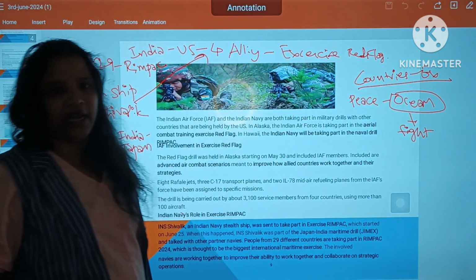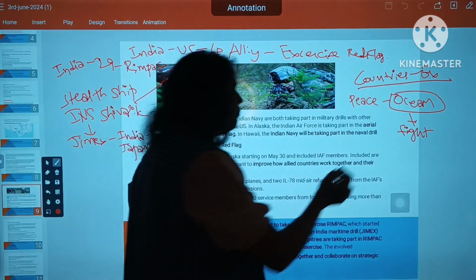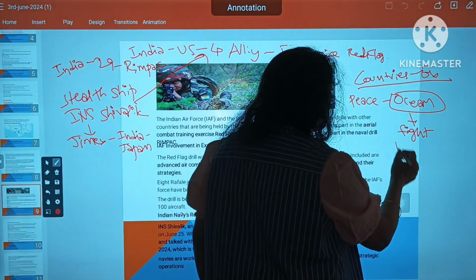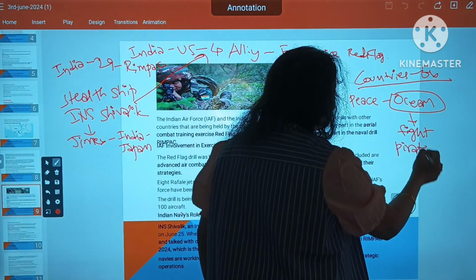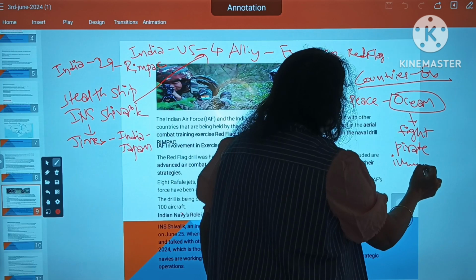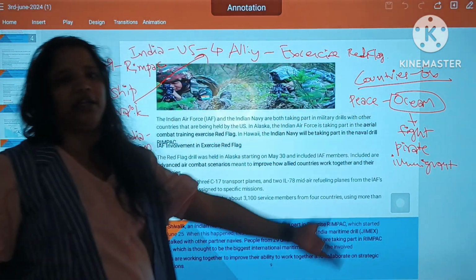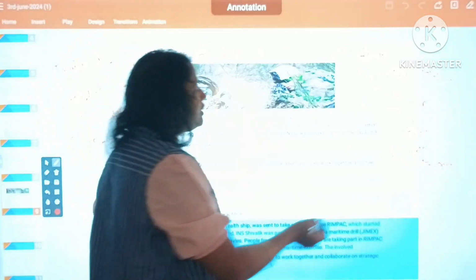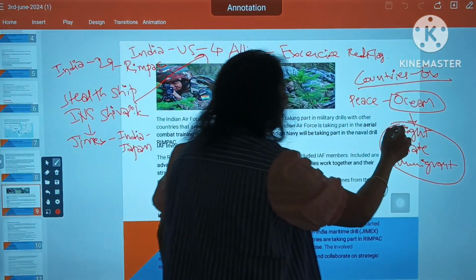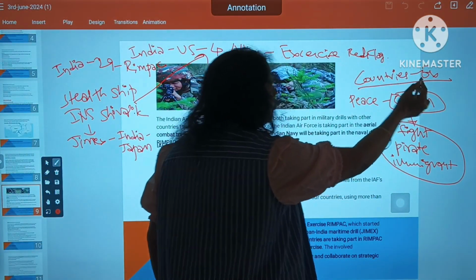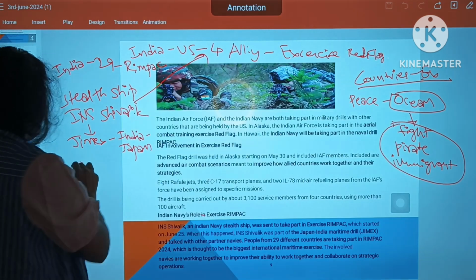Like Sri Lanka. And there should not be pirates or illegal immigrants. What they will do? They take the sea route and illegally enter the other country. So these types of things should be prohibited. That's why they do ocean drills.